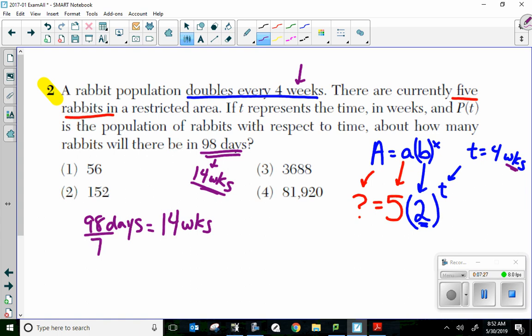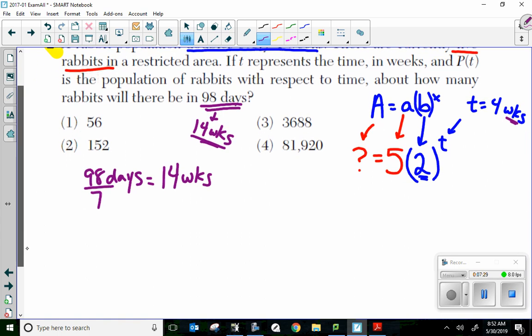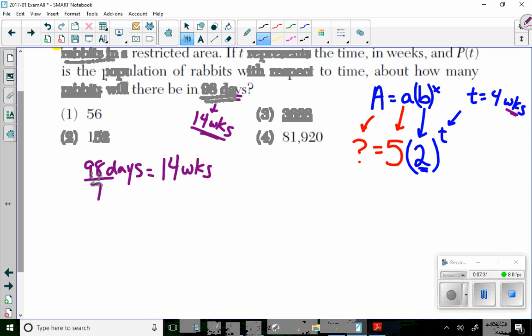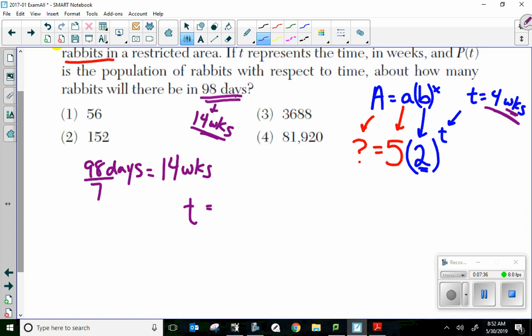But here's what we need to do. Ready? My exponent is in 4-week increments. Okay, t actually equals 4 weeks. Not 1 week. 4 weeks. I want to make t represent 1 week, and then I could just put the number in. I could put 14 in for weeks. You see how they want this in 14 weeks? So I want my variable to represent 1 week. How come? So then I could just throw the number 14 in there.